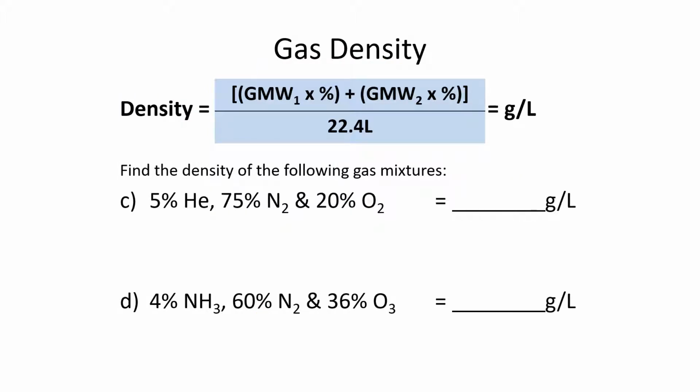Now when you have 3 gases, you just repeat it. You just have an extra term in the numerator. So just continue on. If you have multiple gases, just continue adding them into the mixture.